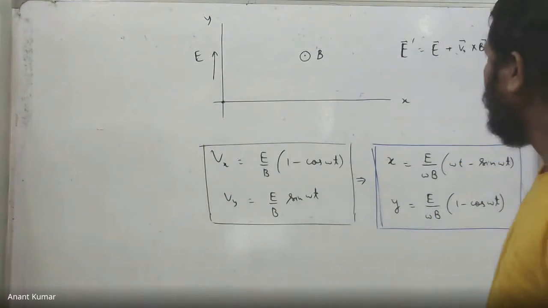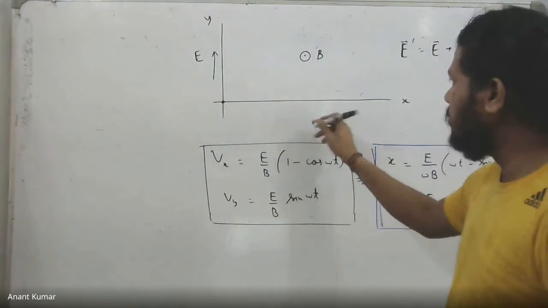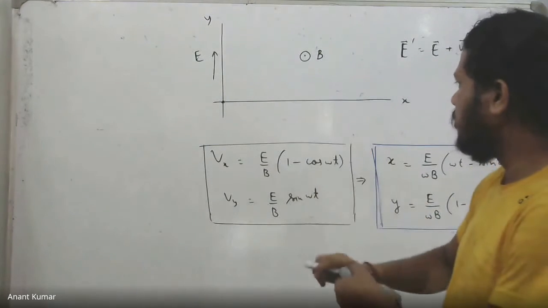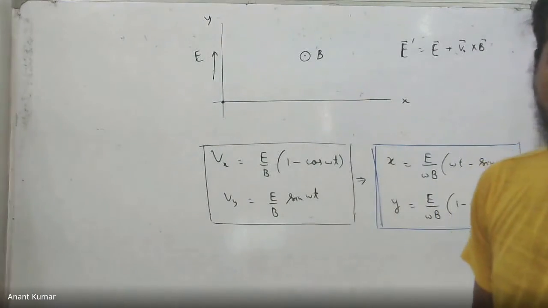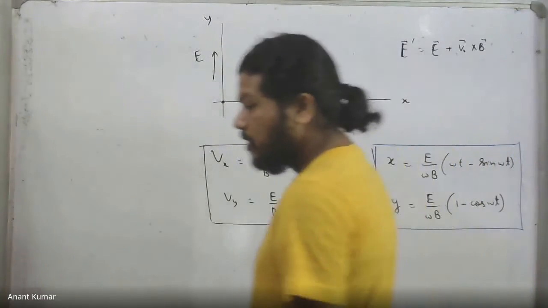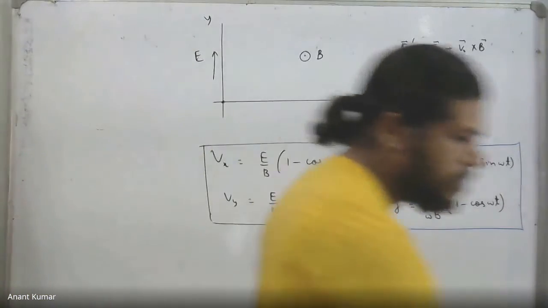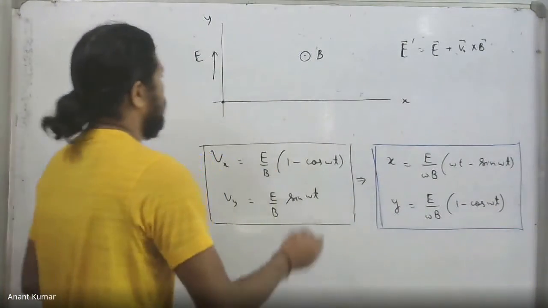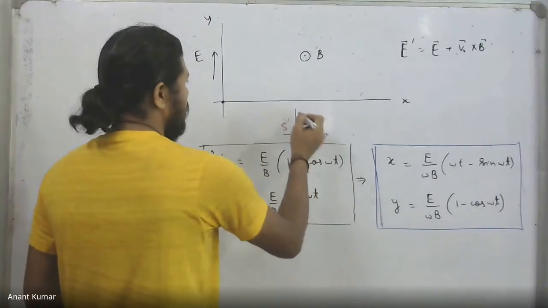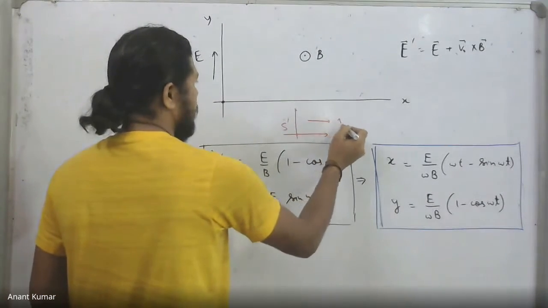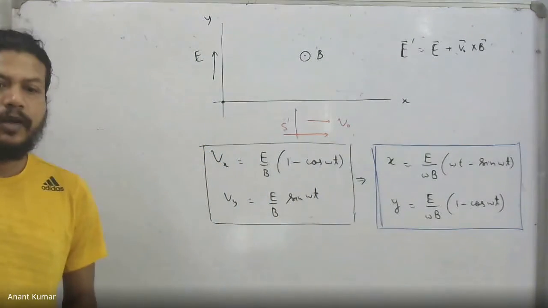So we notice in this case that V naught, if I take it this way, V naught cross B, B is that way, V naught is this way. So V naught cross B is actually coming down over there, which implies I could in this case take up another reference frame, let's call it S prime, which is moving this way with a speed V naught in such a way that V naught is equal to E by B.